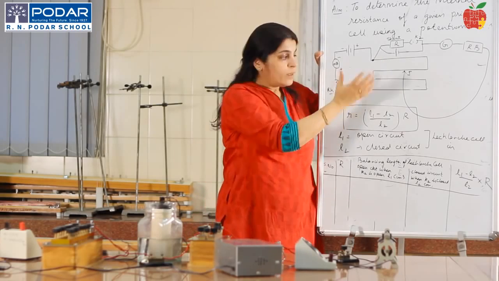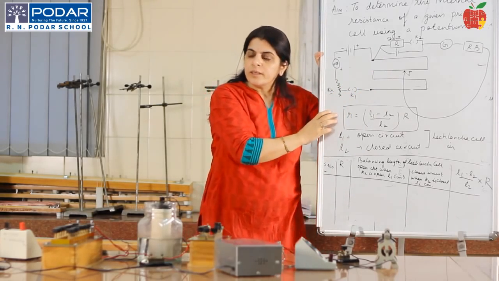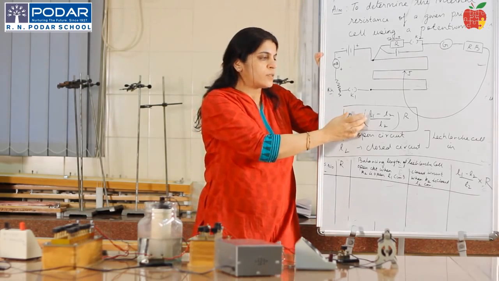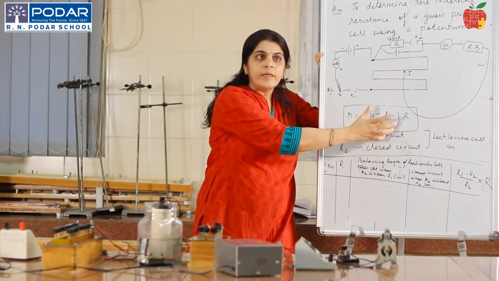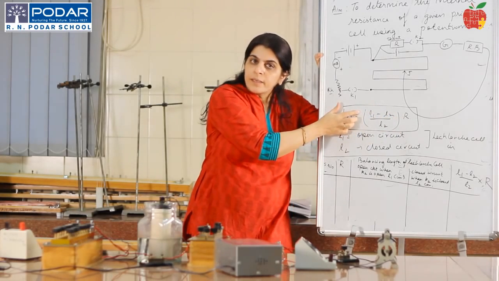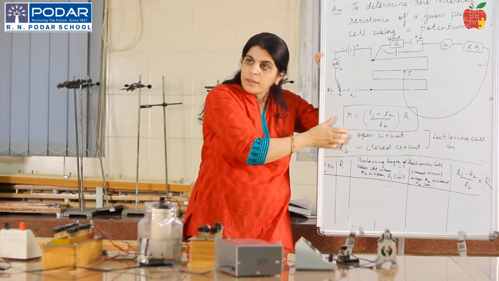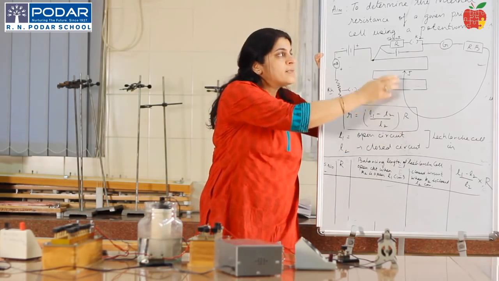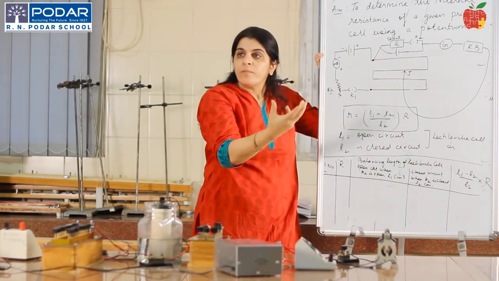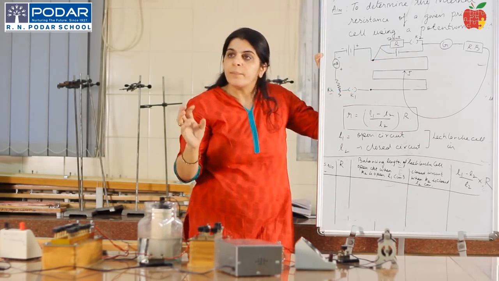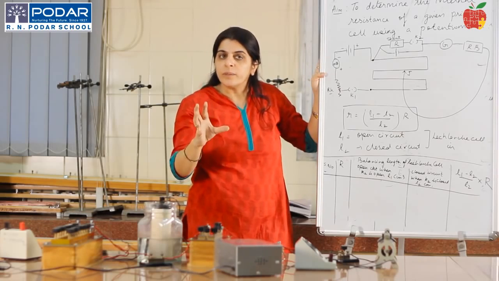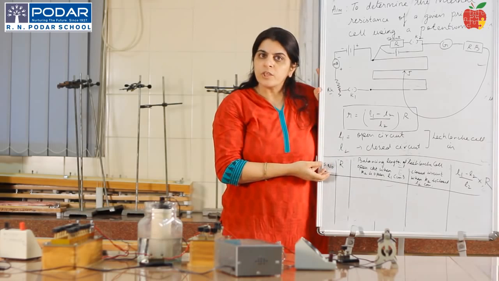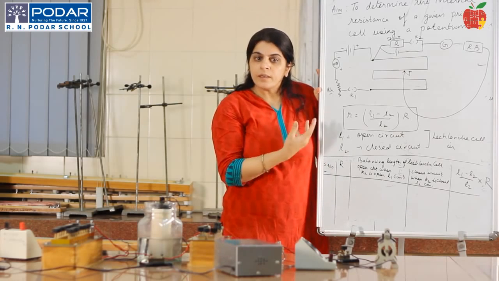You can have it. Now, as we know the formula we done in your theory, the internal resistance of the Leclanché cell is given as what? r equals (L1 minus L2) upon L2 into R, where L1 is the balancing length when the cell is in an open circuit, and L2 is the balancing length when the cell is in a closed circuit, and R is the resistance of the shunt.